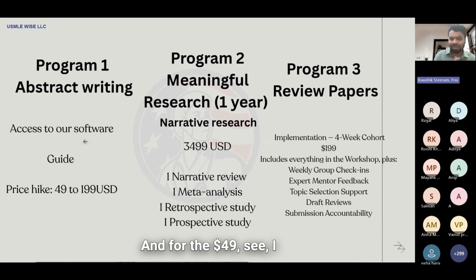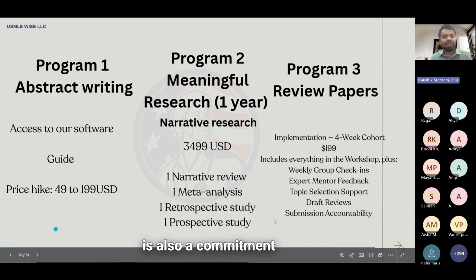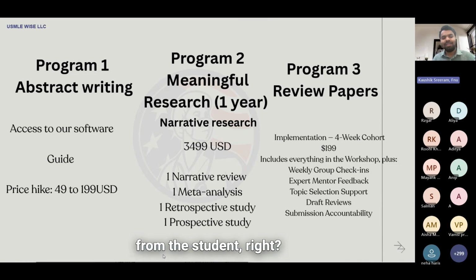And for the $49, I really do want to make research accessible. If I don't pay the mentors, they don't show interest. That is also a thing. But I feel research should be accessible. What I have also noticed is that it is also a commitment from the student, saying, hey, I am going to dedicate time towards it and I'm going to take it seriously.